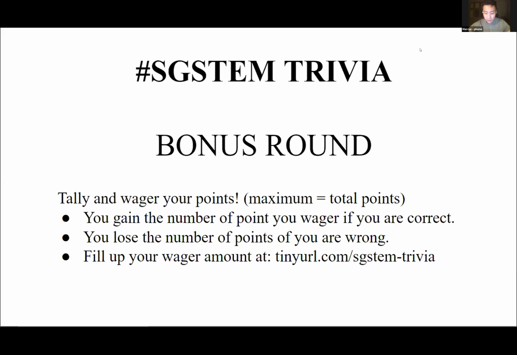And what happens in a bonus round is that there is one question where you can wager. You can wager from 1 point all the way to the total number of points you have. So let's say you've got full marks for all of them, you've got 15 points, you can wager 1 point to 15 points. If you get the bonus question correct, you gain the number of points you wagered. And if you get the bonus question wrong, you lose the number of points that you wagered. So if you've got 15 points and you wagered 5 points, if you get the bonus question correct, you get 20 points in total. But if you get it wrong, you take 15 minus 5, you get 10 points.